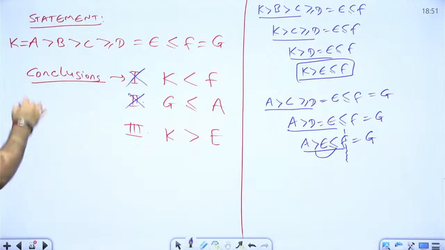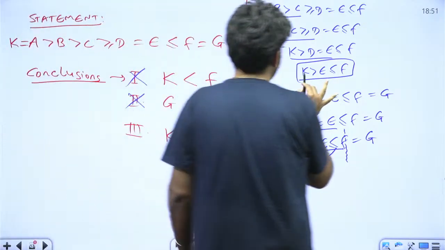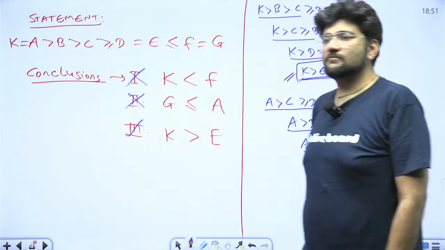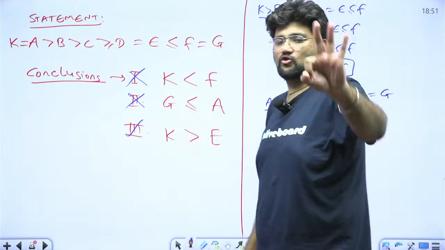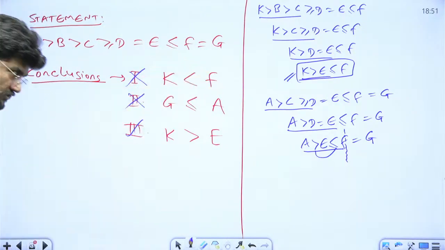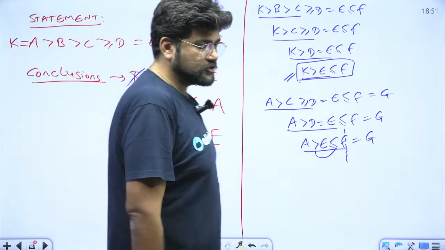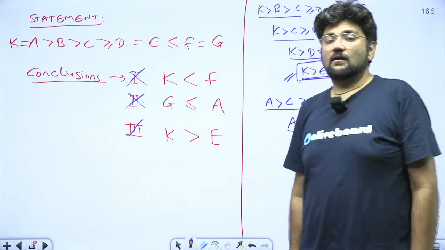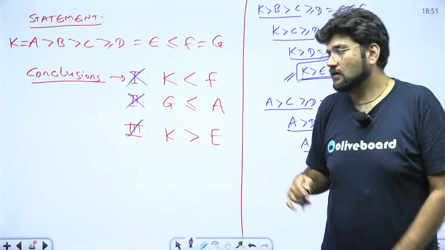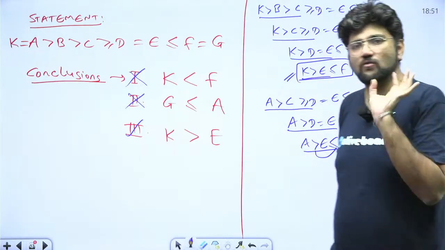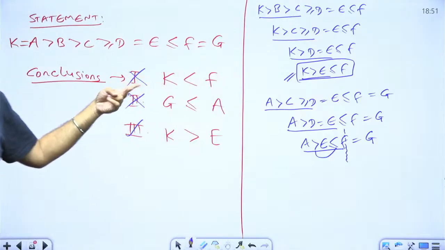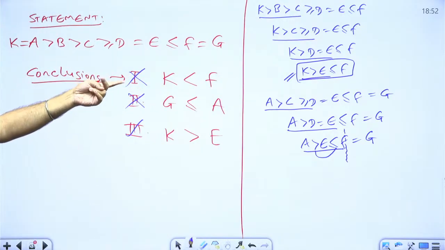Okay, K greater than E. I think we have already reached here. K greater than E is correct. So what is my answer? My answer is going to be only conclusion 3 follows. Easy question. But in the options, I had either conclusion 1 or conclusion 2, and conclusion 3 follows. So 3 I found out. 3 is following. But now I have to check between 1 and 2. Either or case. Okay, how will I check it?